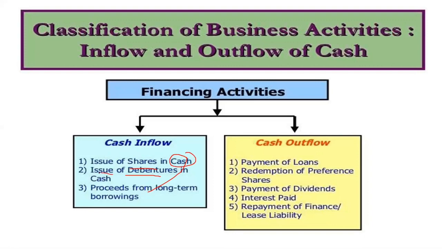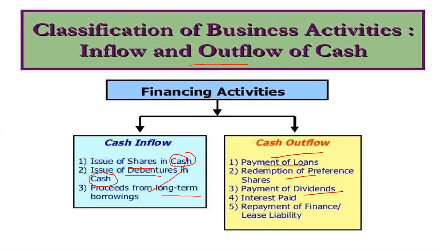Why is this considered cash? Because we are learning about cash inflow and outflow. If it is not related to cash, it is not part of cash flow statement. So proceeds from long term borrowing, if we have borrowed money from any long term borrowing like debentures or public deposits. Okay, and cash outflow of financing activities can be payment of loans, redemption of preference shares, payment of dividend.